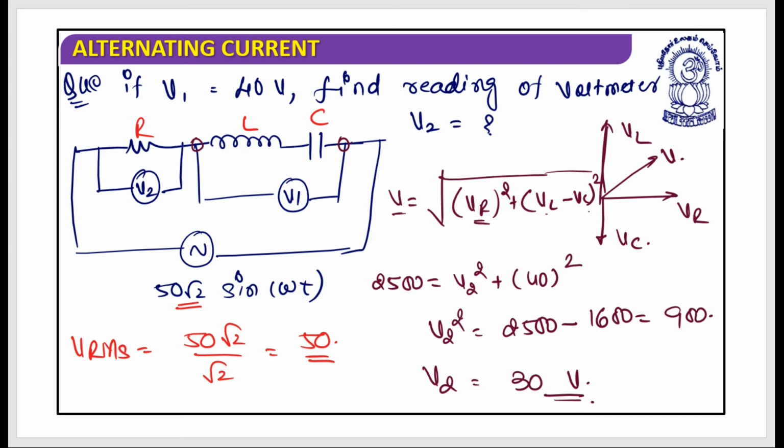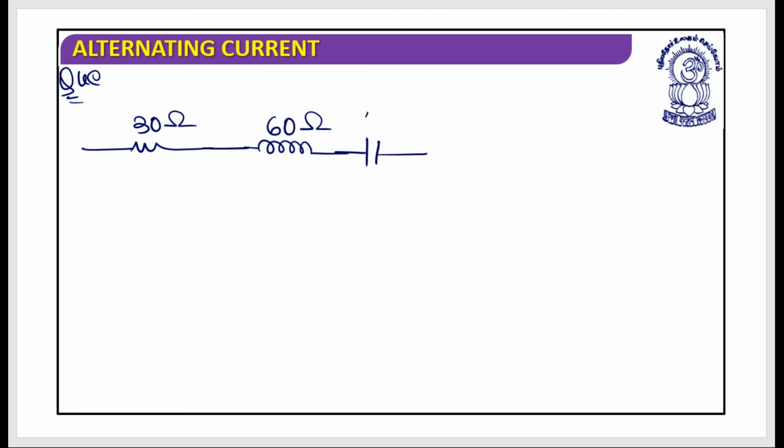Let's suppose I have been given a question something like this: it's a 30 ohm resistor, and this is the inductor having 60 ohm. This is the capacitor having 60 ohm.